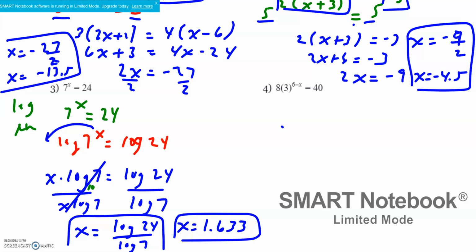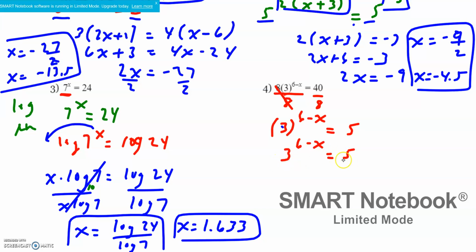Number 4, I would say, is going to be similar to number 3, except we need to make sure that the exponent is by itself first. So the exponential part of this equation is 3 to the 6 minus x. The first thing we need to do is get that 8 out of there by dividing it. So we'd have 3 to the 6 minus x power equals 40 divided by 8, or 5. You do not necessarily need the parentheses there now. You could just write 3 to the 6 minus x equals 5.